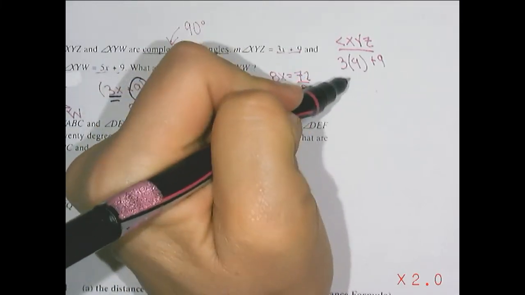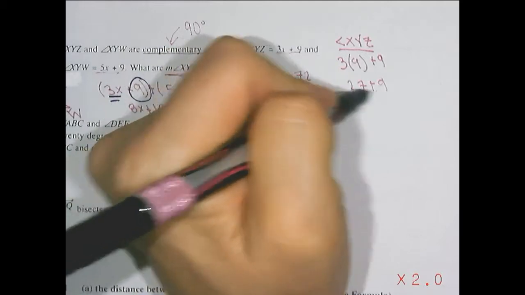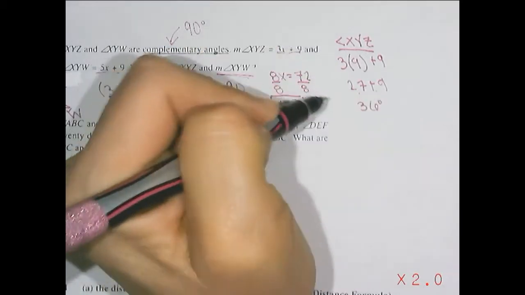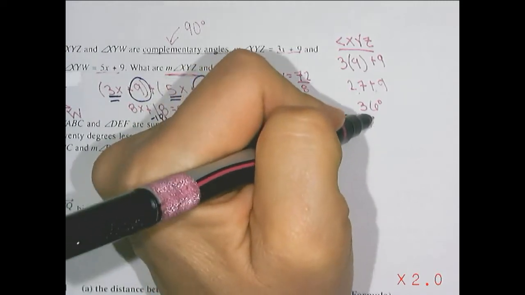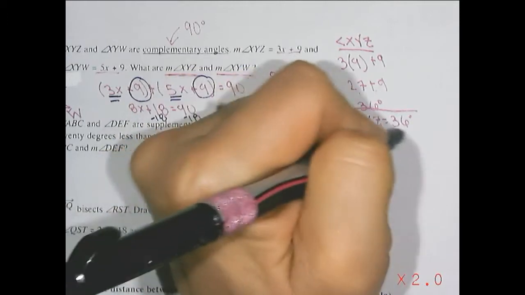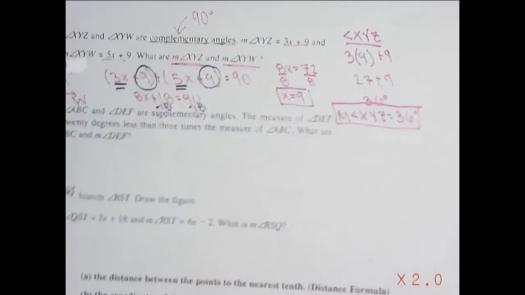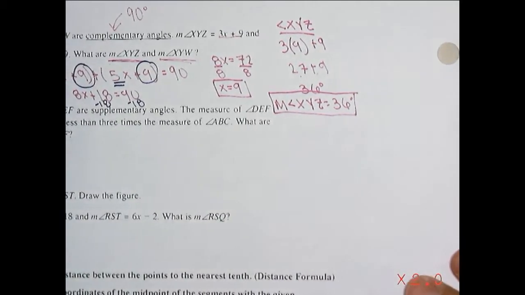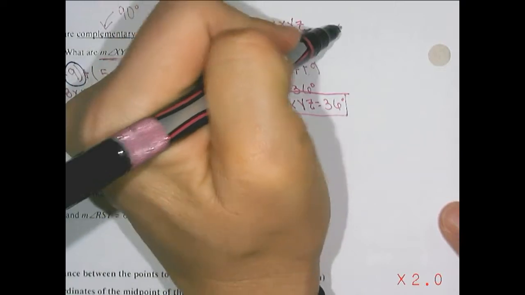So I'm going to go ahead and solve that. 3 times 9 is 27, and then plus 9. Well, 27 plus 9 is 36. So I now know that the measure of angle XYZ equals 36. And there we go. That's XYZ. We'll move it over a little bit so that we can solve angle XYW.